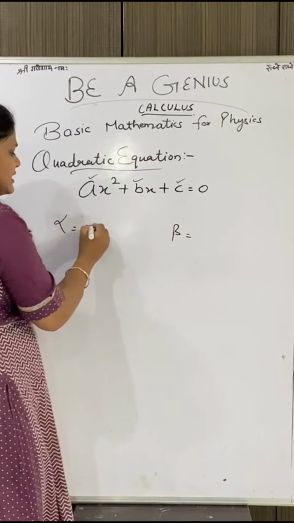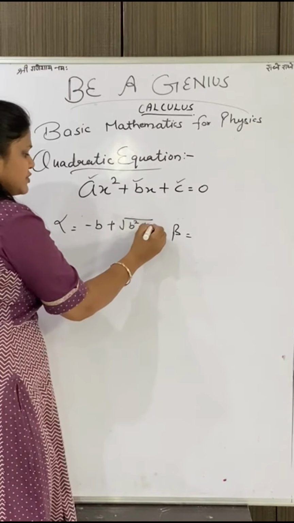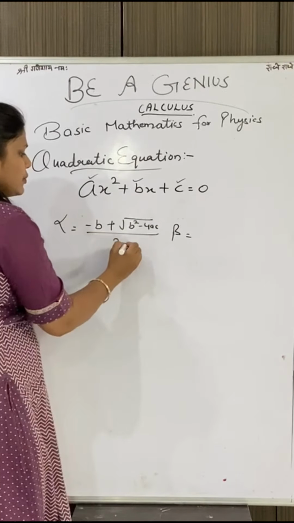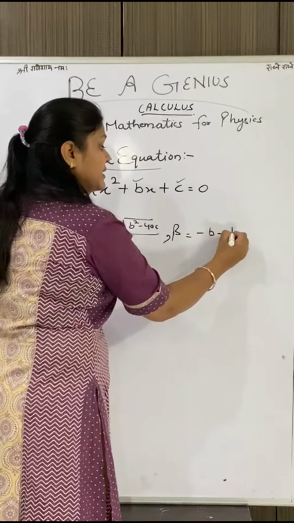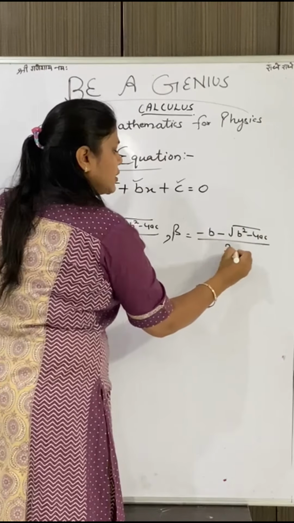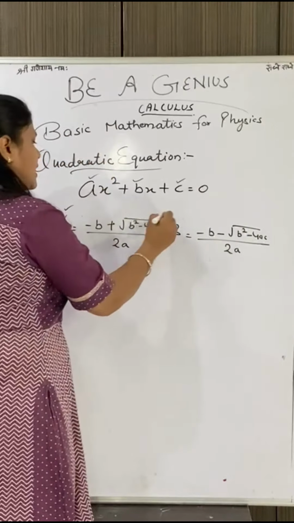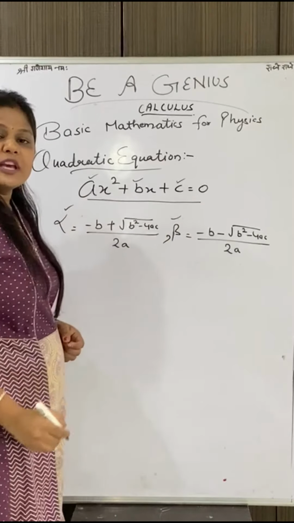The value of alpha is minus b plus under root b square minus 4ac, upon 2a, and the second root is beta, which equals minus b minus under root of b square minus 4ac, upon 2a. These two are the roots of this quadratic equation, ax square plus bx plus c.